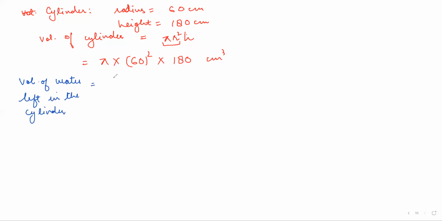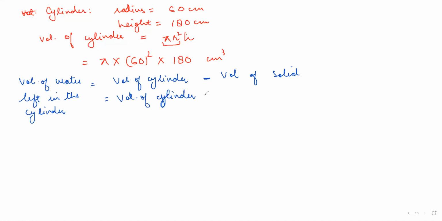Volume of water left in the cylinder will be equal to volume of cylinder minus volume of solid, right? Yes, ma'am. Okay. So I can write this as volume of cylinder minus, now put a bracket, volume of hemisphere plus volume of cone.